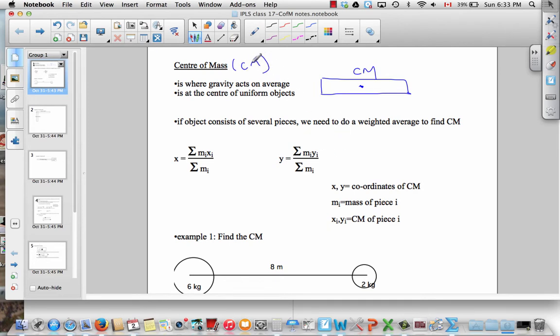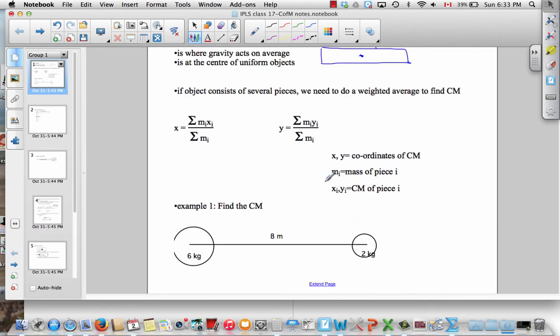We're going to extend the location of the center of mass to piecewise objects. And for piecewise objects, you find the location of the center of mass using a weighted sum. You take the location of a piece i and multiply by the mass of the piece i, and then normalize by the sum of the masses. You do the same for the y-coordinate.